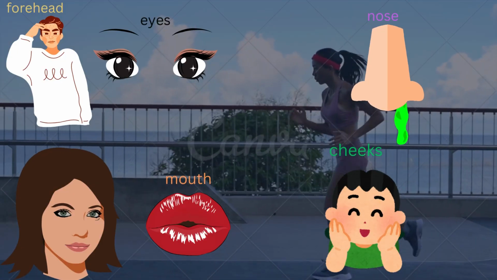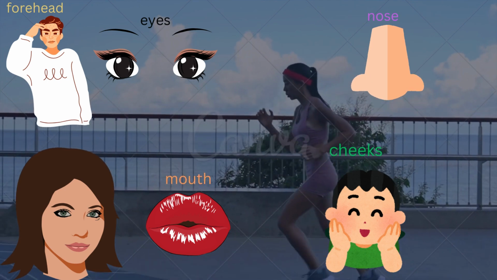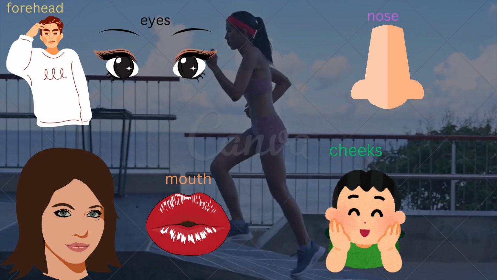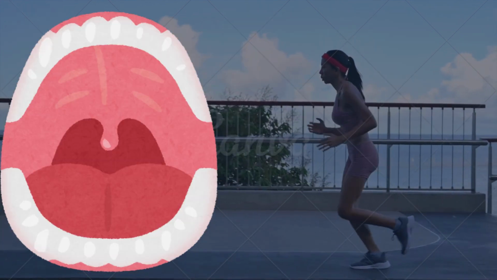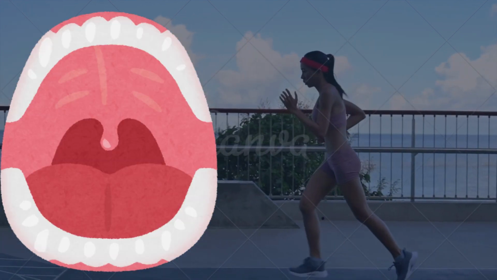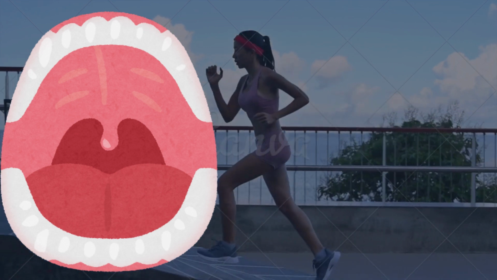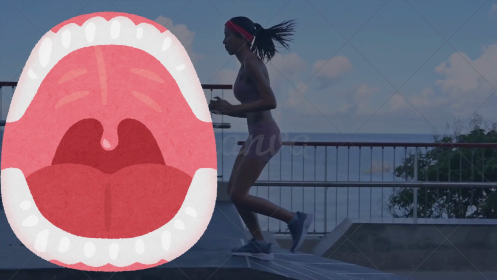Do you know about the body part face? The front part of the head, including the forehead, eyes, nose, mouth, and chin. Do you know about mouth? The opening in the face used for eating, drinking, speaking, and breathing, containing the tongue, teeth, and salivary glands.